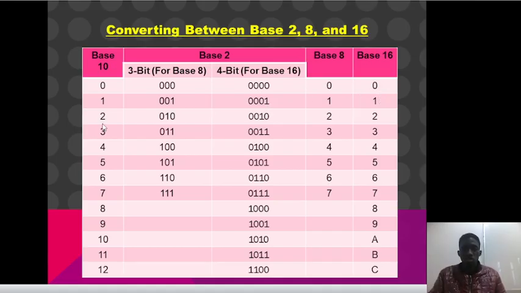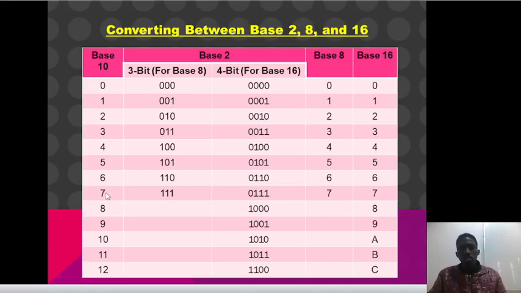Then when it gets to 2, you have 0, 1, 0 for base 2 in 3 bits, and 0, 0, 1, 0 in 4 bits. They still mean the same thing, they are equal to each other. These mean 1, 0. It's just that I have a 0 in front here and two zeros here. We'll see the reason for including these zeros in front when we solve examples. So it just continues in that way.